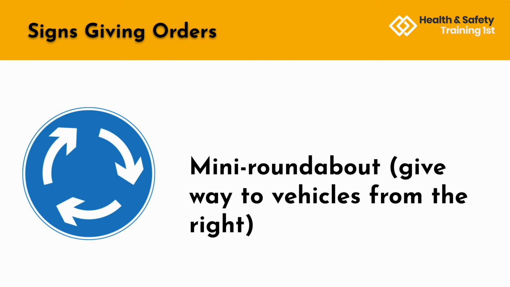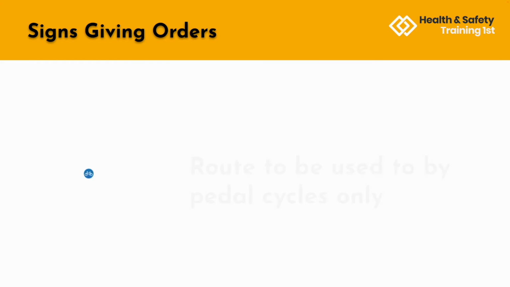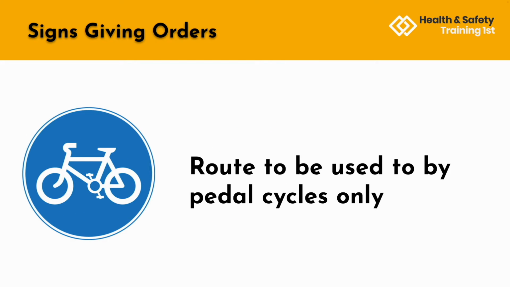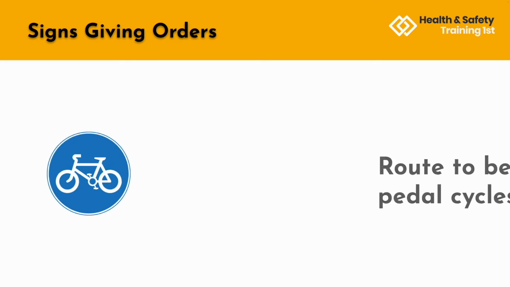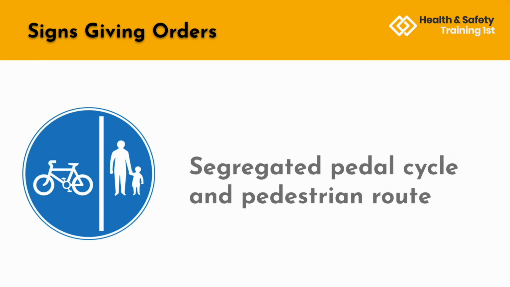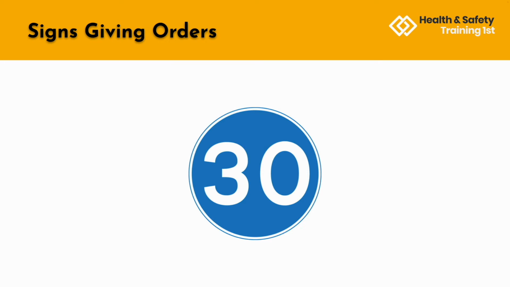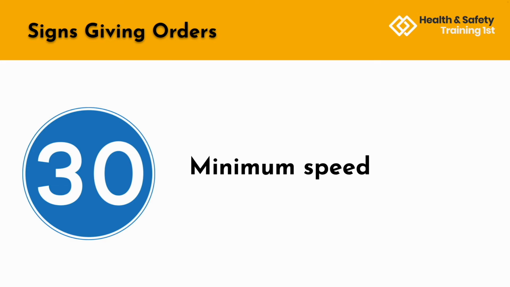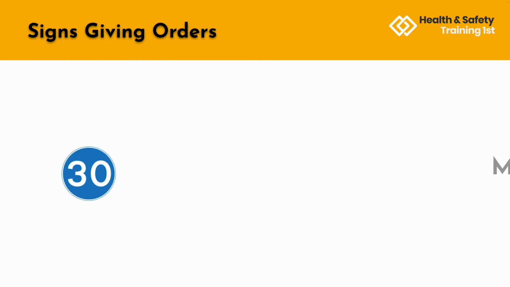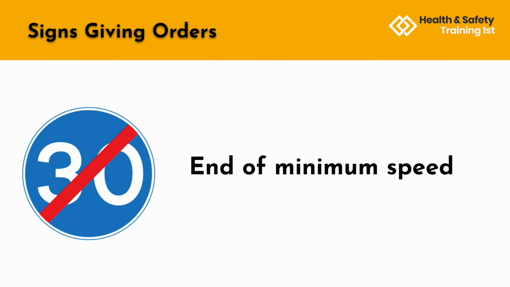Mini roundabout. Roundabout circulation. Give way to vehicles from the immediate right. Route to be used by pedal cycles only. Segregated pedal cycle and pedestrian route. Minimum speed. End of minimum speed.